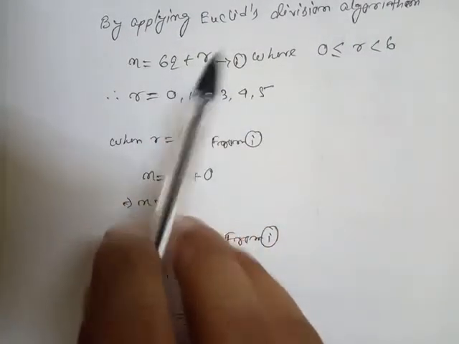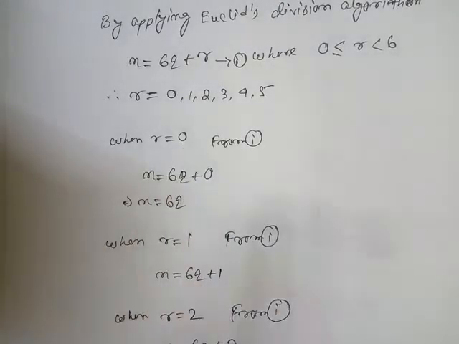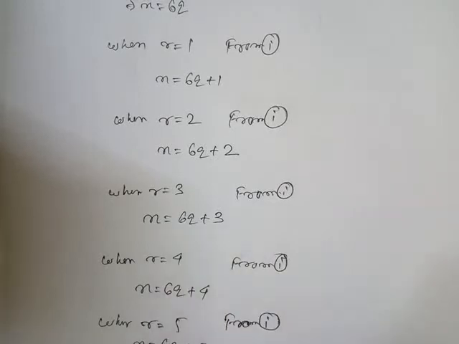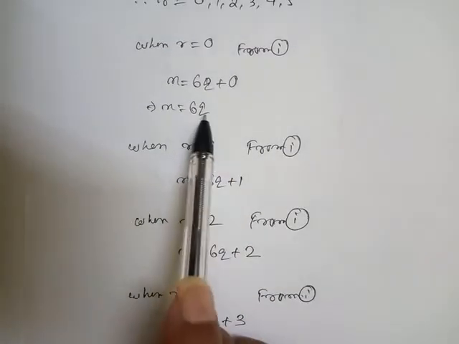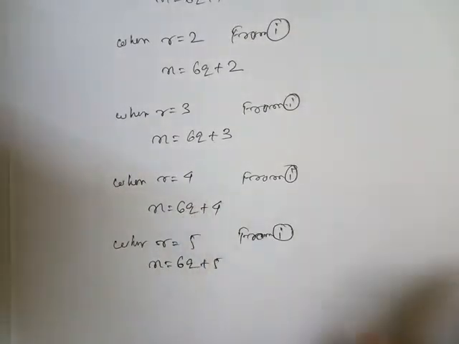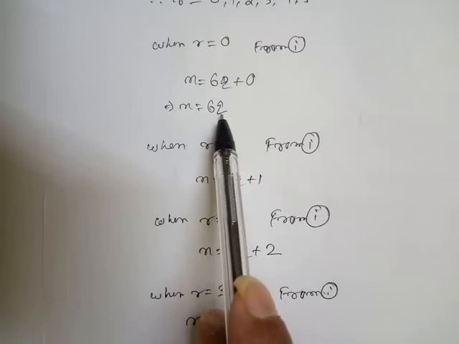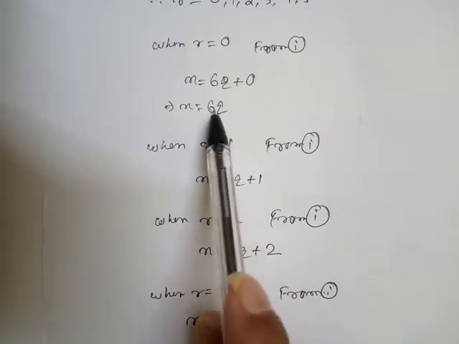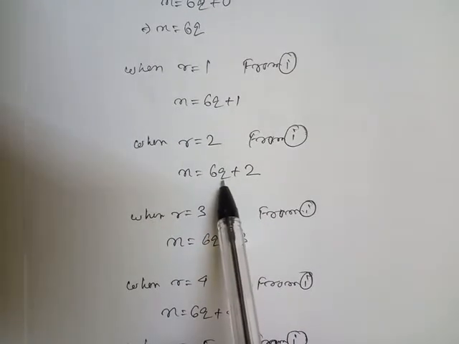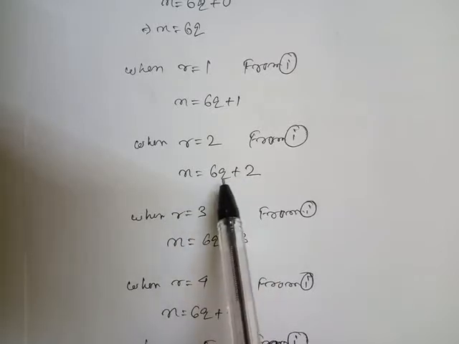Now 6q plus r, in every place I have just put the value of r: 0, then 1, 2, 3, 4, 5. Now look one more thing, whenever I put 0, 2 and 4, we get even numbers: 6q even, then 6q plus 2 even, then 6q plus 4 even number. How? Look here, if the value of q is 1, 6 into 1 means 6. If the value of q is 2, 6 twos are 12. Now here 6q plus 2, value of q is 1, so 6 plus 2 is 8, even number.